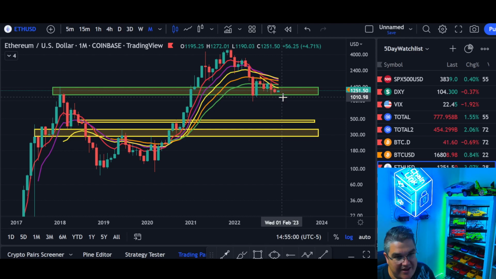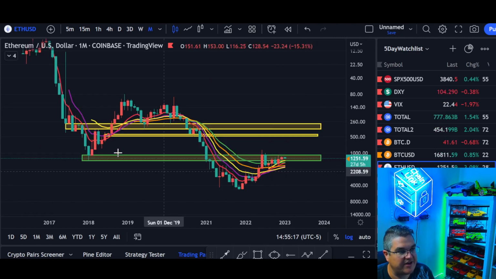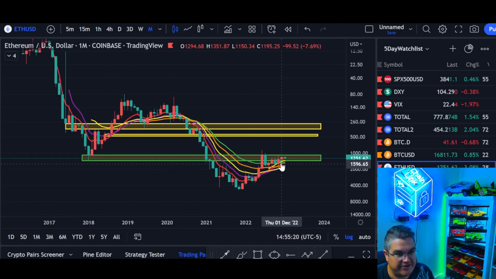If Bitcoin can, I think, maintain 14K or above, I think Ethereum will hold its low right here, or we end up seeing a wick maybe down a little bit lower, and then we hold it and get out of this bearish trend and start reversing back to the upside. So monthly Ethereum chart, inverted, non-inverted, clear as day, right? There's your support and resistance levels.